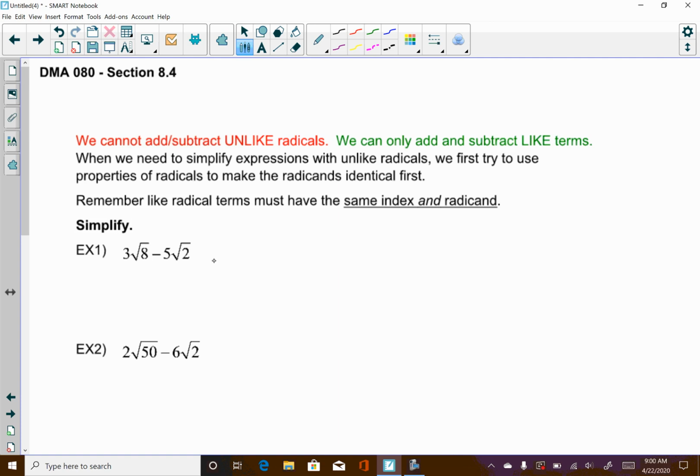So for example, in example 1, you have 3 square root of 8 minus 5 square root of 2. Well, they're both square roots, but these are not the same values underneath here, so I can't just go straight away to trying to combine these. But remember our list of square roots, perfect squares, right? So 2 squared is 4, 3 squared is 9, 4 squared is 16, 25, 36, and so on. So we think of the highest number in this square root list that will divide evenly into 8, and hopefully you agree that, oh, well, that would be 4 times 2.